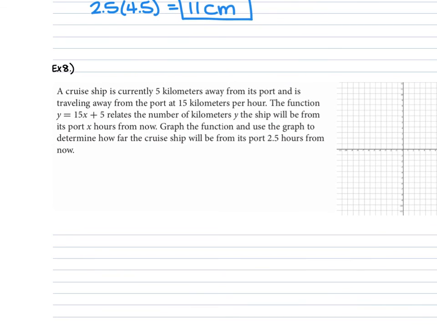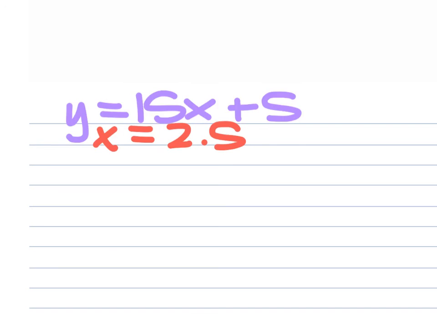For example 8, we have that a cruise ship is currently 5 kilometers away from its port and is traveling away from the port at 15 kilometers per hour. The function y is equal to 15x plus 5 relates the number of kilometers y the ship will be from the port x hours from now. Graph the function and use the graph to determine how far the cruise ship will be from its port in 2.5 hours from now. So we're going to use y is equal to 15x plus 5. We're going to say that x is 2.5. And we're going to plug this in. So we're going to have y is equal to 15 times 2.5 plus 5.